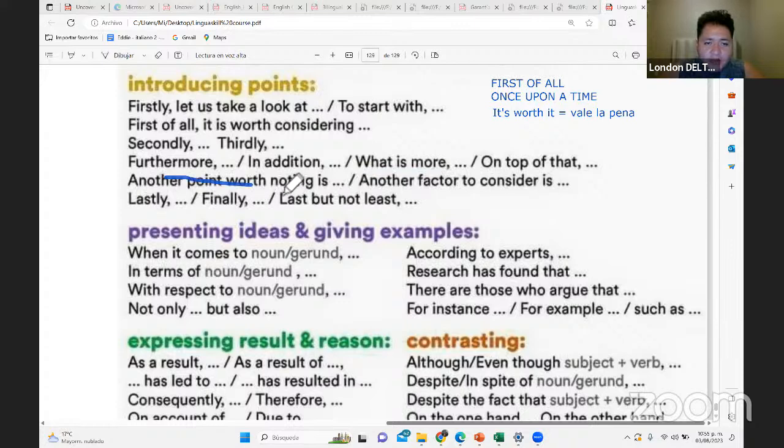Another point worth noting is como otro punto digno de mención. Another factor to consider, pero vamos a considerar mejor en los siguientes.